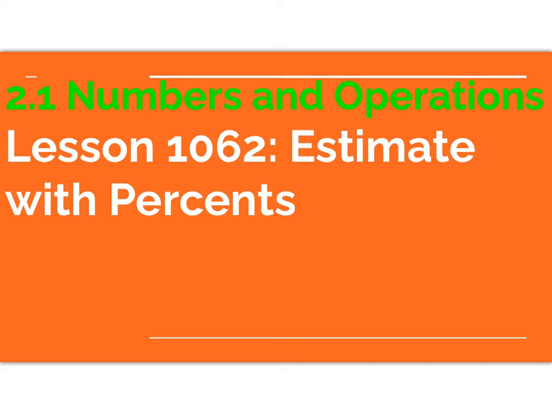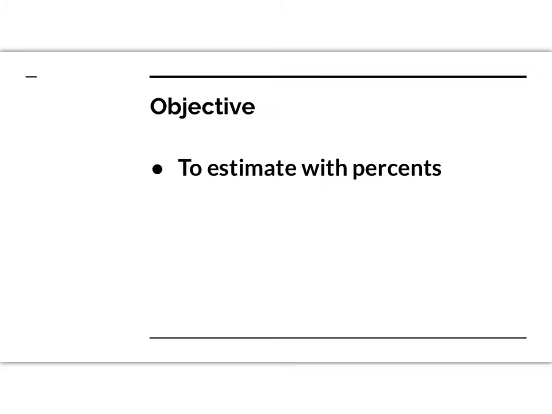Welcome to lesson 62, estimate with percents. So lesson 62 of numbers and operations. All right, here's our objective. We're going to do some estimation. So that means we're going to round some things off to numbers that are easy to multiply. You might have to go back to some of our fractions videos or the earlier estimation videos to get a full account of what we're doing.